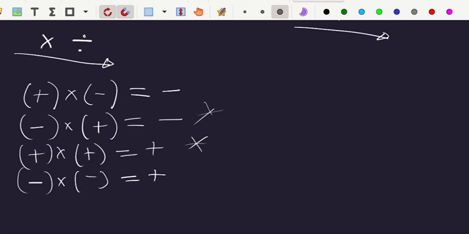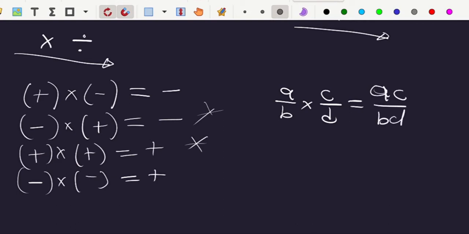Now let's do an example of multiplication with fractions. One example is a over b multiplied by c over d. What you do is you multiply the numerators and then you multiply the denominators. The answer becomes AC over BD. This is the answer.